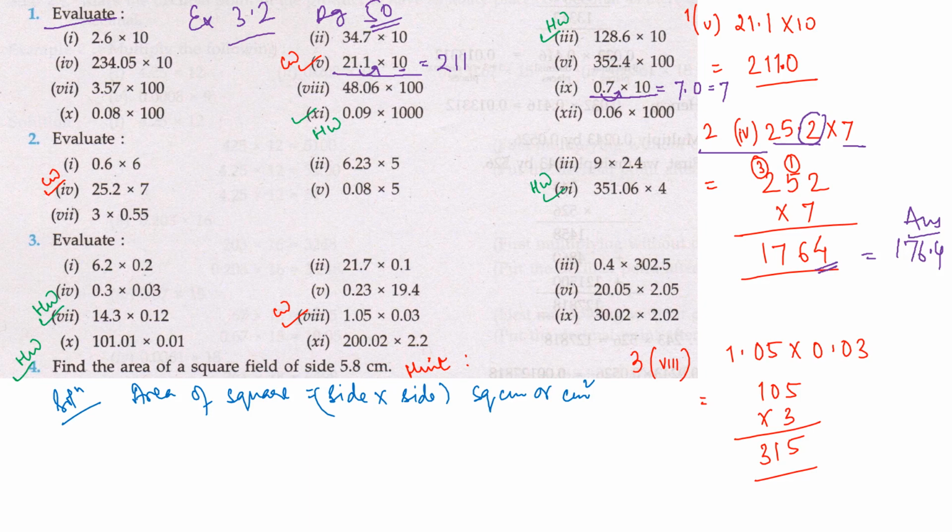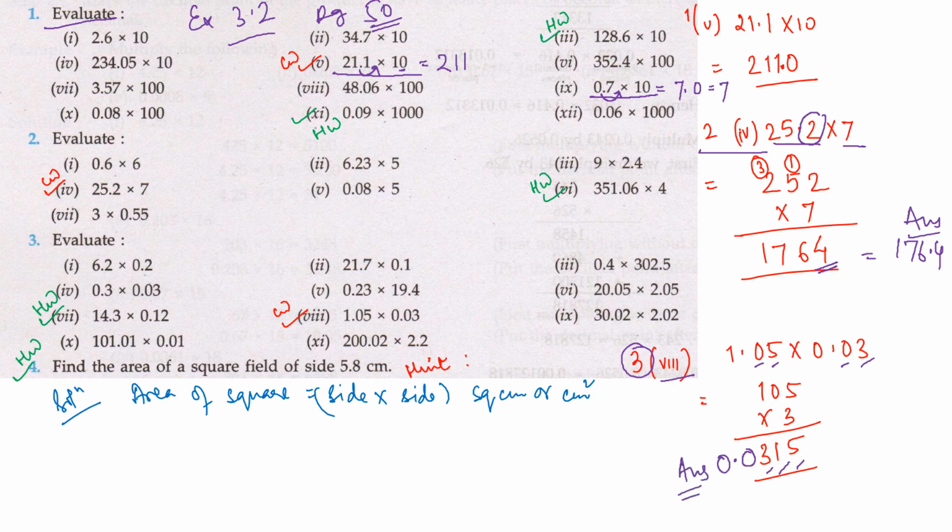Same way for subpart 8 of question number 3. 1.05 into 0.03. Ignore the decimals and multiply. You got the answer as 315. Now, how many digits after the decimal? 1, 2, 3, 4. So, 1, 2, 3. 4 I want. I don't have a 4. So what we will do? We will put a 0 and then the decimal. When nothing is there before the decimal, we write a 0. So, this is your answer.